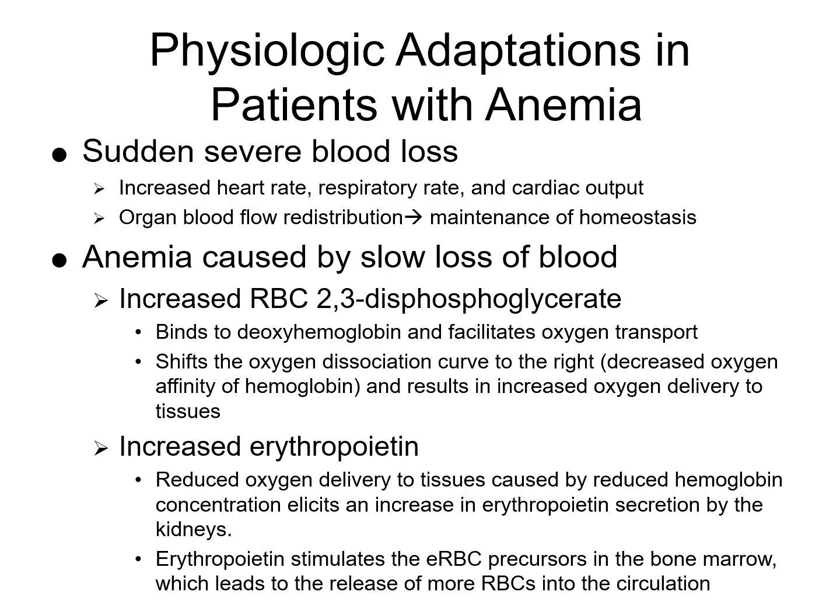The blood flow redistribution is also going to happen, so blood is going to be shunted away from less vital organs toward the critical organs like your brain and heart, and this is to help maintain homeostasis and oxygen delivery to those vital organs.